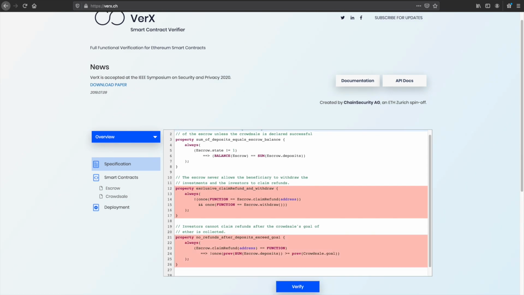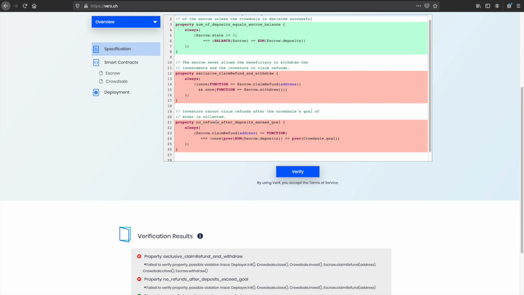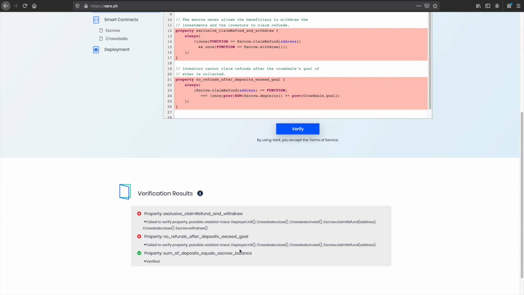And now if we press the verify button, we see that the property was violated, and the trace of the violation is: initialization, crowd sale close function, crowd sale invest function, and a claim refunds function. So we see that this property actually doesn't hold, with this violation trace.